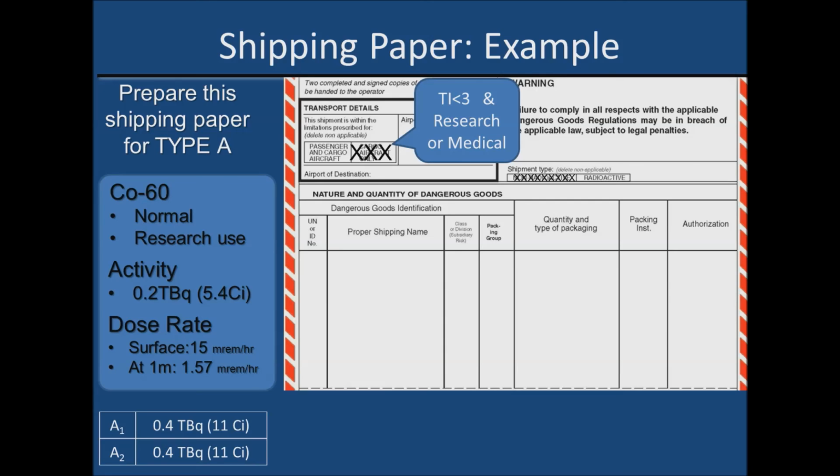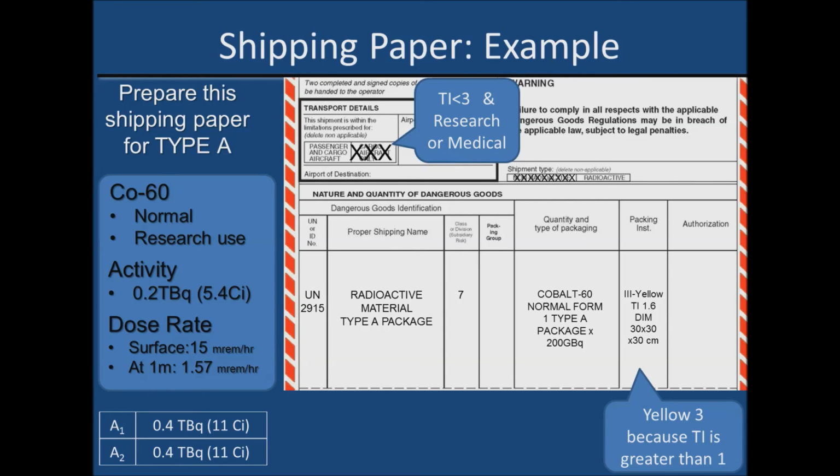We go over our A1s, same as before, because this is the same isotope. 11 curies is the A1, A2. So as you can see, 5.4 is less than 11 curies. So we're going to classify this as a 2915, because it's a normal form radioactive material. We'll talk about special forms in much more detail in the other class, but that UN number is different. The proper shipping name would be radioactive material, Type A package. The classification and hazard would be 7.